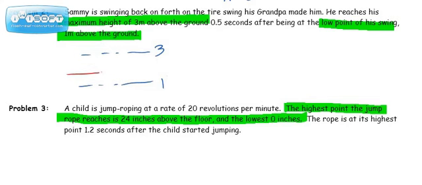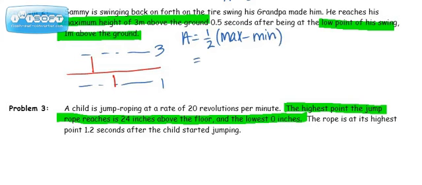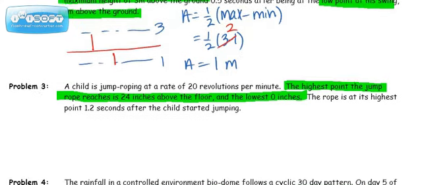So we're looking for the amplitude, the distance between here and here. So in this instance, when I don't have diameter, amplitude is equal to 1/2 times the maximum value minus the minimum. So it's equal to 1/2 times 3 minus 1. That's 2, so 1/2 times 2 is 1. So here my amplitude is 1 meter. When you're ready, please pause it, read problem 3, and unpause it when you're ready to move on.